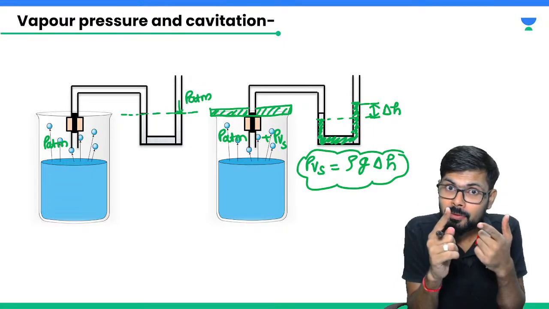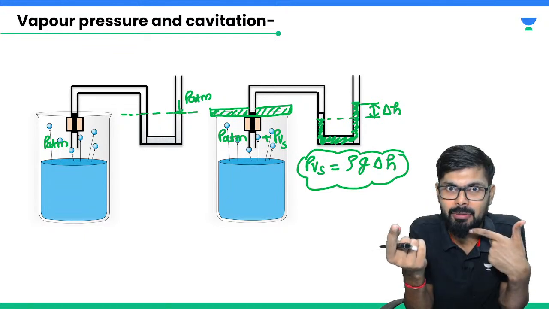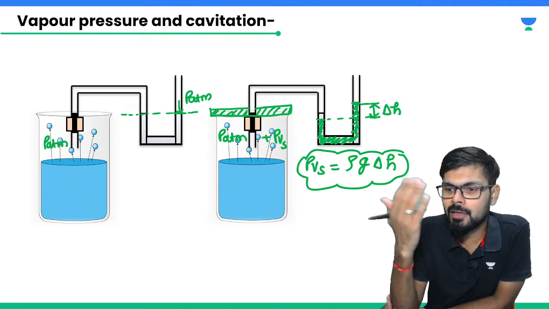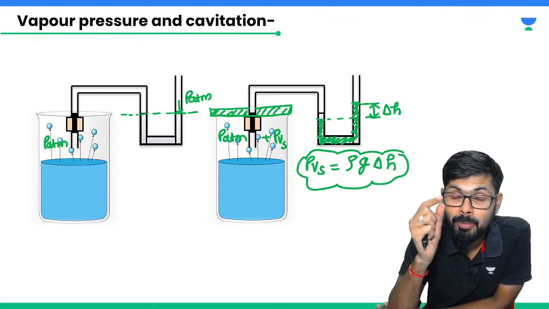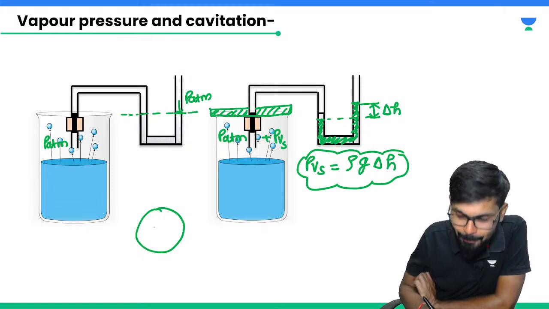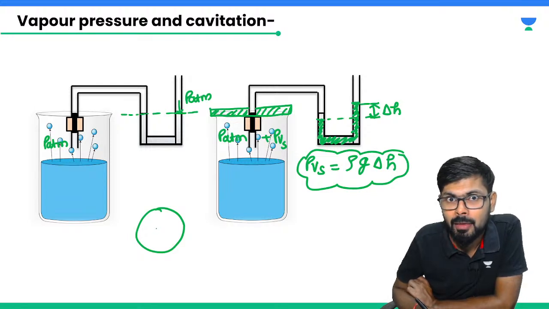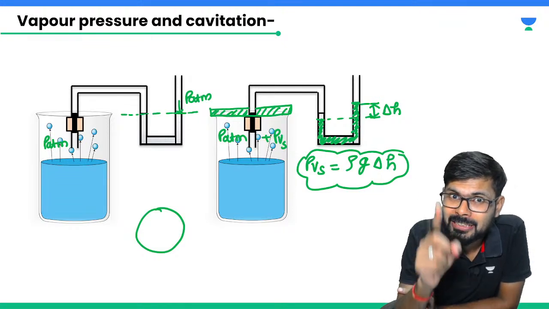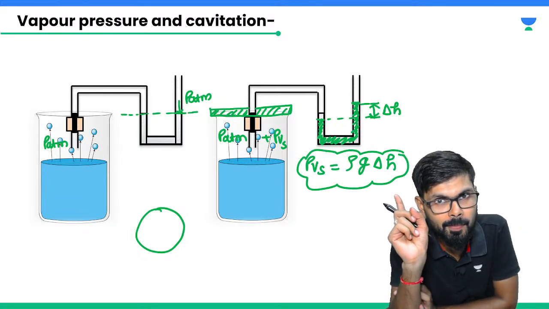And if somewhere the pressure is less than this PVS, then only evaporation takes place. Let's say bubble formation is there. You may have seen that during rain bubbles are forming. So what is the reason for the formation of bubbles? What is there inside the bubble? That is vapor only. Right? Water vapor only. And when will the water vapor form? When the pressure will be less than vapor pressure. This point is clear, beta?